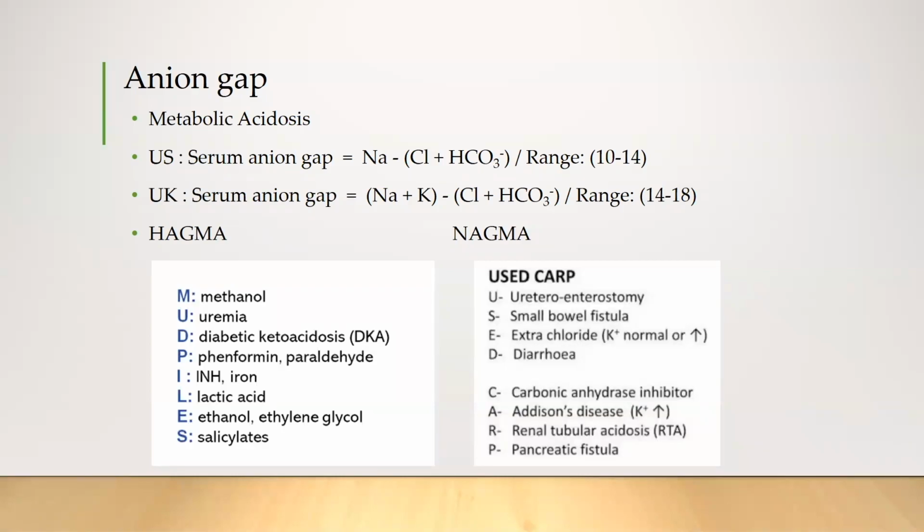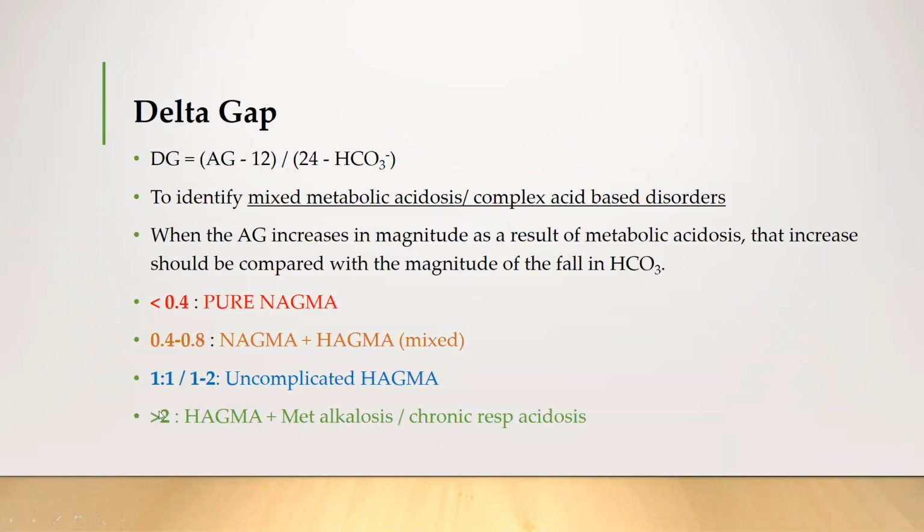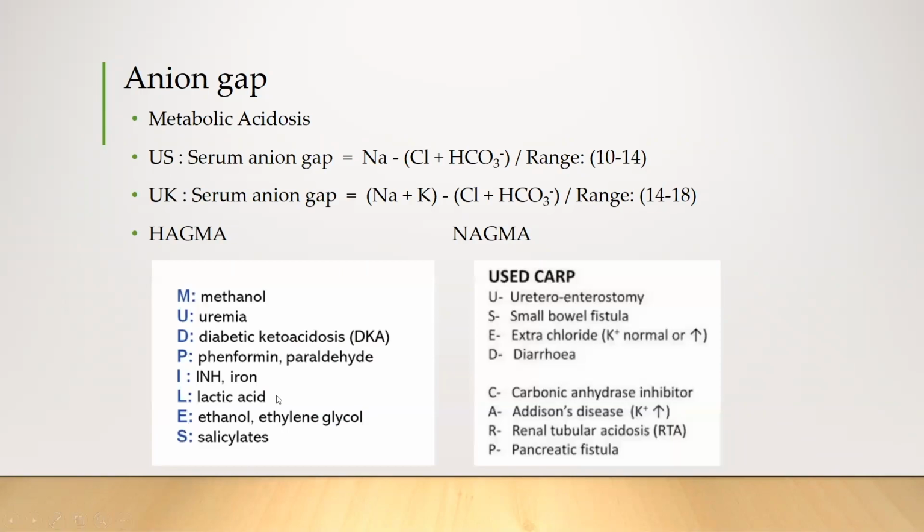And so for high anion gap metabolic acidosis, I would be using the mnemonic MUD-PALS. MUD-PALS stands for methanol, uremia, DKA, paraldehyde, iron, lactic acidosis, ethanol or ethylene glycol, as well as salicylic acid. So all of these can cause a high anion gap metabolic acidosis.